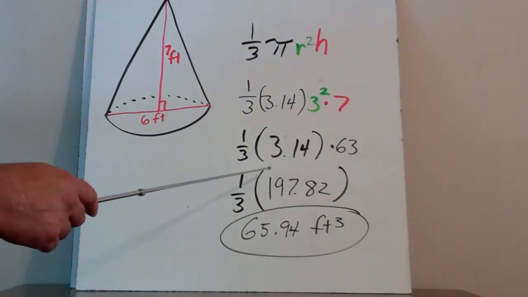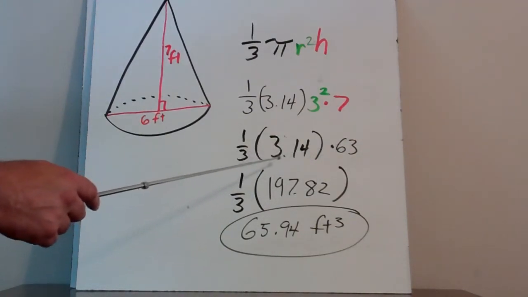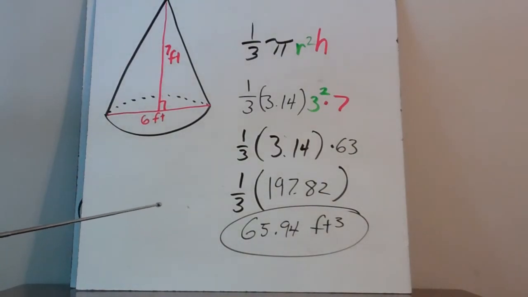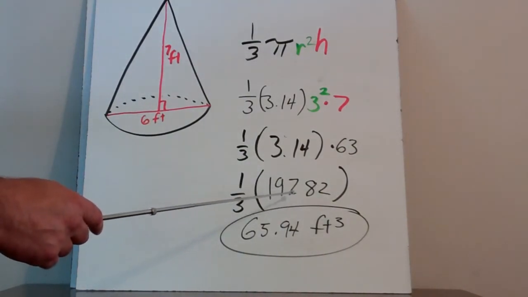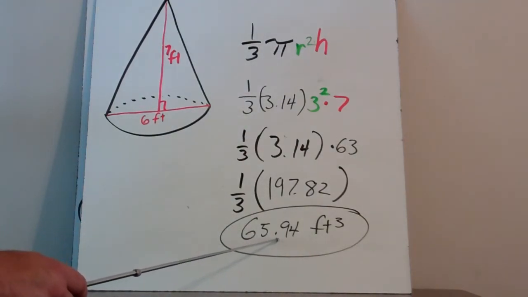And then 1/3 of 197.82, which is 63 times 3.14. And then if we take 197.82 and divide that by 3, we get 65.94 feet cubed. Remember that volume again is a three-dimensional measure, and that everything should be units cubed.